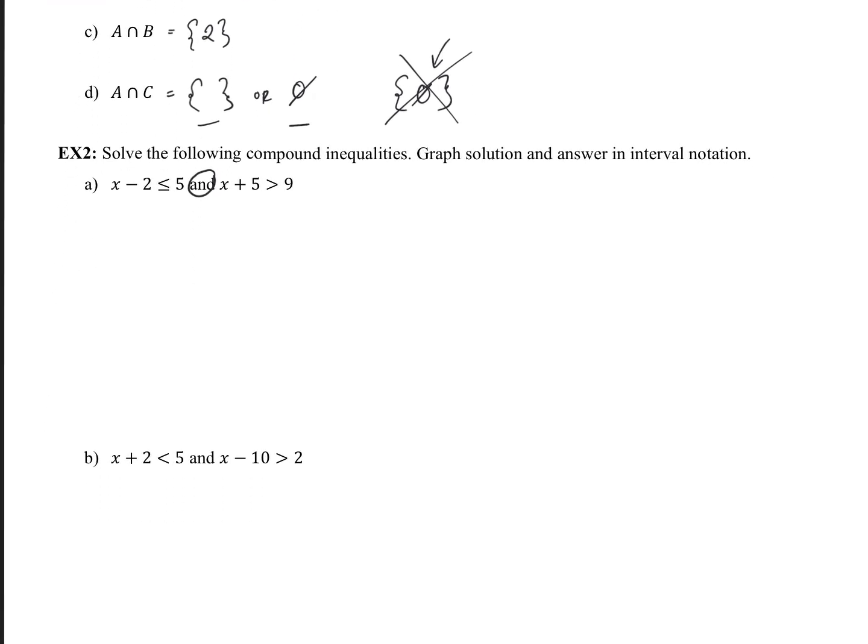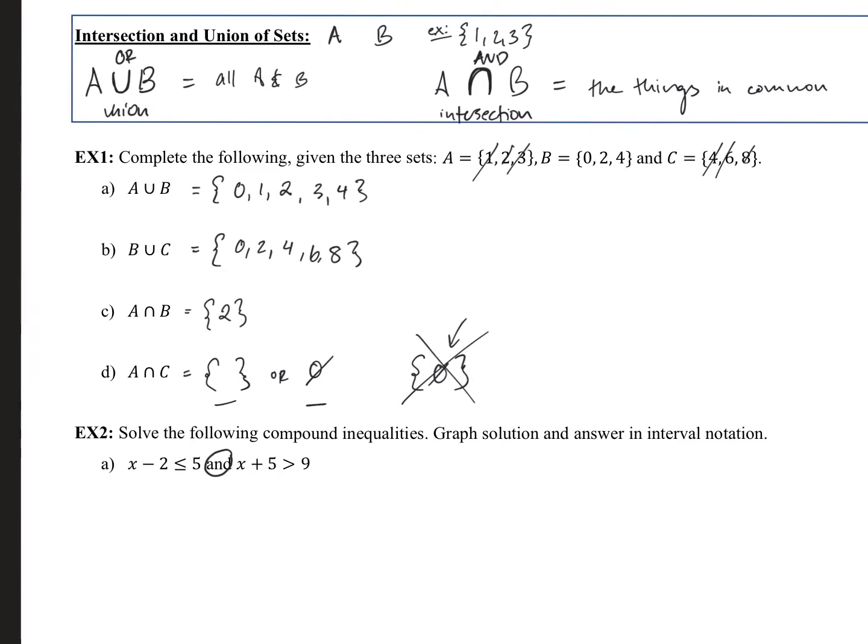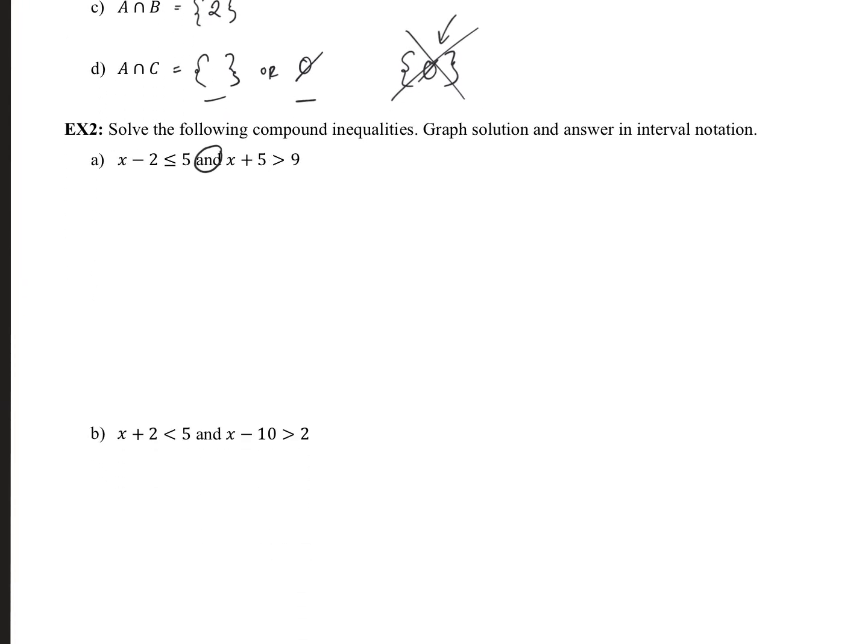So in example 2, we have the word and, which means we are going to be talking about the intersection of these two sets. Before we worry about that though, let's worry about getting the variables by themselves. So we have x minus 2 less than or equal to 5, and x plus 5 greater than 9. Go ahead and solve these. Okay, so adding 2 to both sides, we end up with x is less than or equal to 7. And then minusing 5 from both sides, we end up with x is greater than 4. Alright, so we have our 2 answers there.